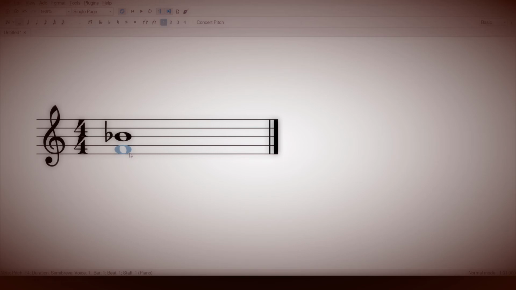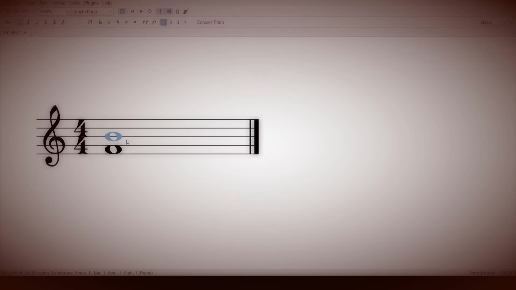So F is 1, G is 2, A is 3, B is 4. So we know it's some kind of fourth. What we need to work out is whether that's a perfect fourth or an augmented fourth. In this case, we know it's a perfect fourth because the B is flat in F major. So that would be the note that would be in the F major scale, F, G, A, B flat. So we know that's a perfect fourth.